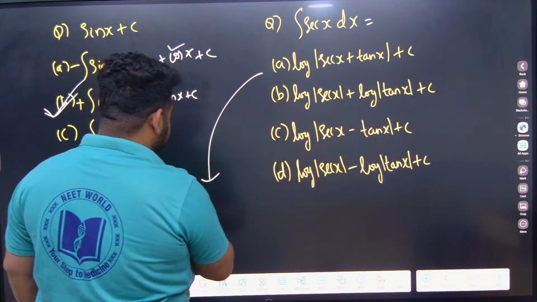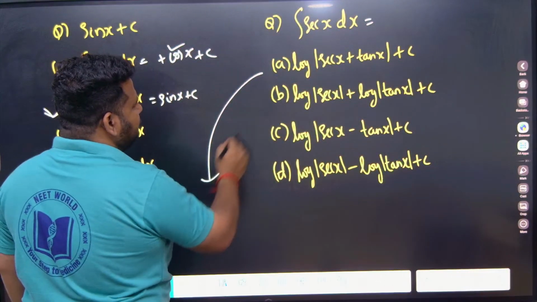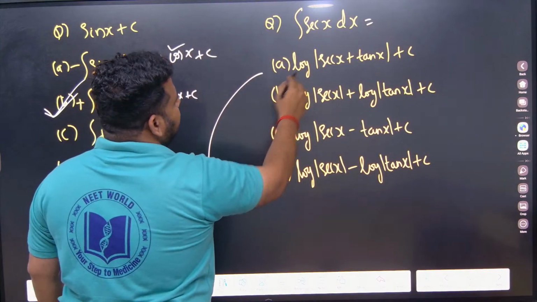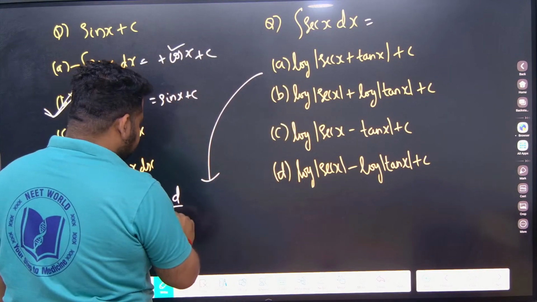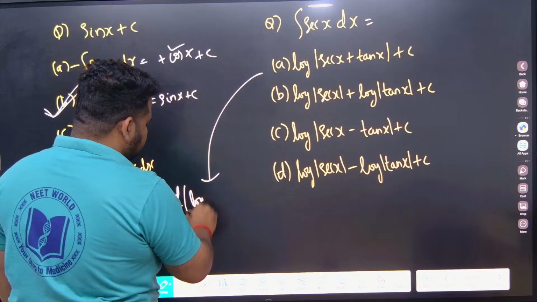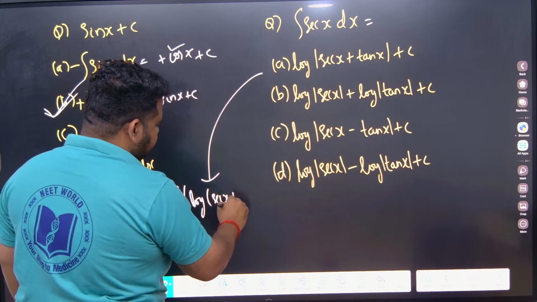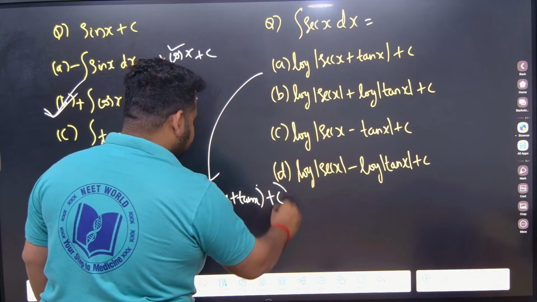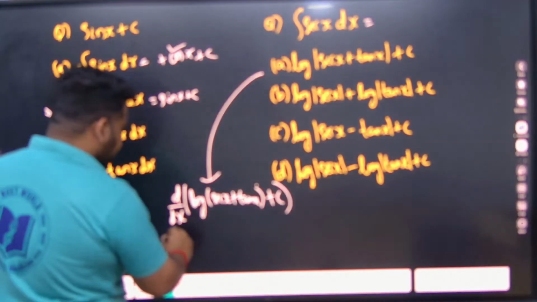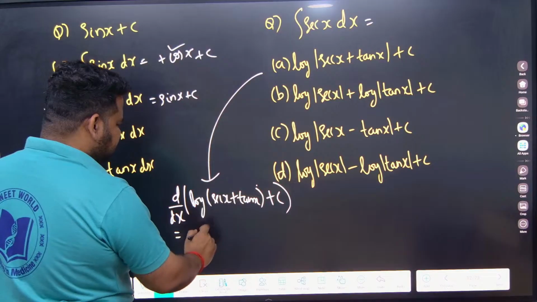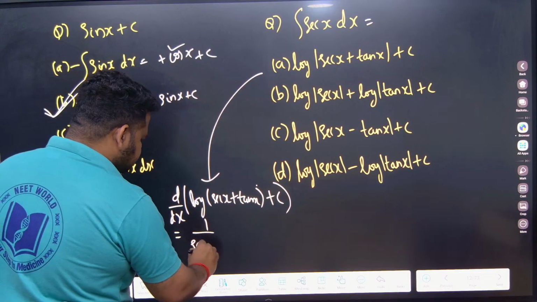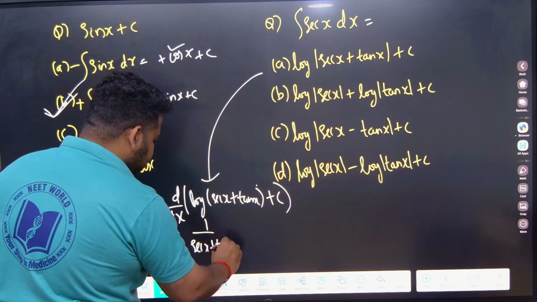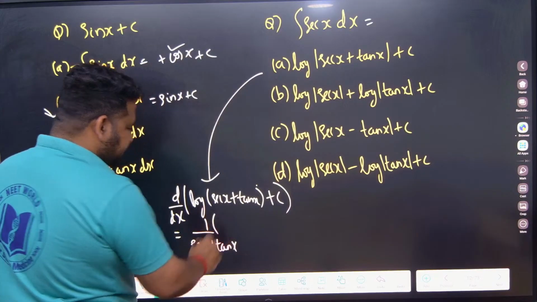Let me take the first option and differentiate it. What will I get? d by dx of log of secant x plus tan x, plus c. I should differentiate this. d by dx of log of something is 1 by secant x plus tan x, into the chain rule.